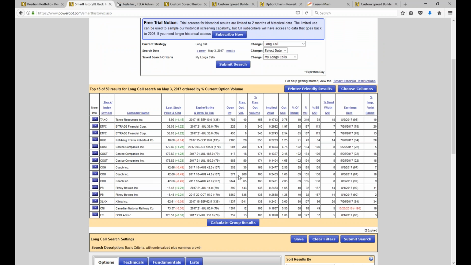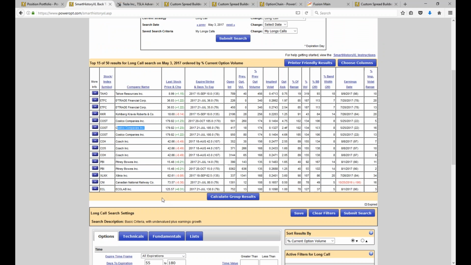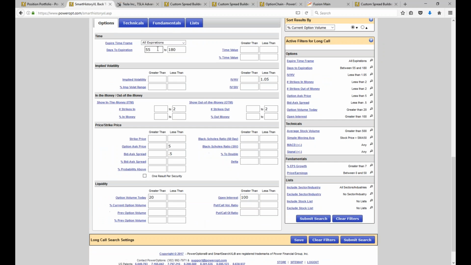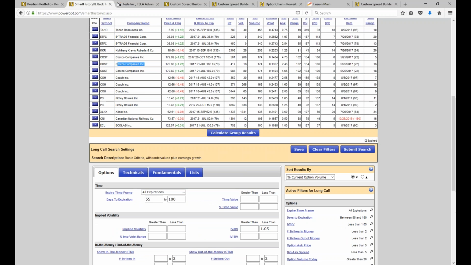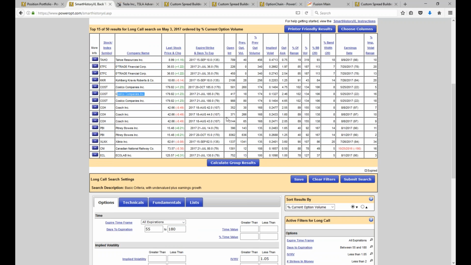All right, I don't have mine selecting, Donald, to look at only 1 result per security. So I have 3 potential results for Costco, 3 for Coach that matched my criteria. So I set in some stock and some option criteria. You can see that over on the side. These are the top 15 long calls by my sort results for percent current option volume that would have matched my search on May 3rd.